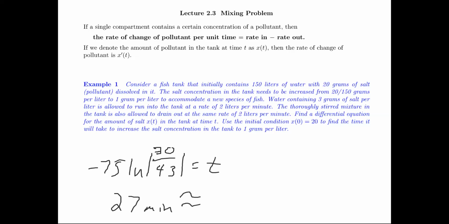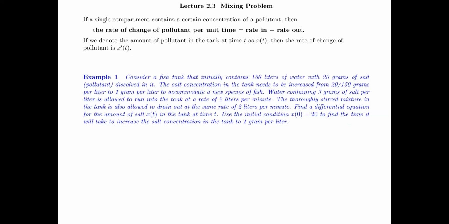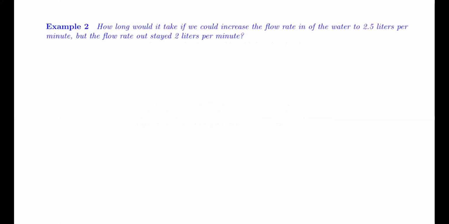All right. So that was our first problem. Now one more example like that, but now we are going to do a similar problem, except we're asking how long would it take if we could increase the flow rate in of the water to 2.5 liters per minute, but the flow rate out stayed 2 liters per minute.